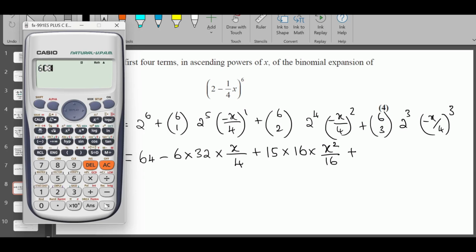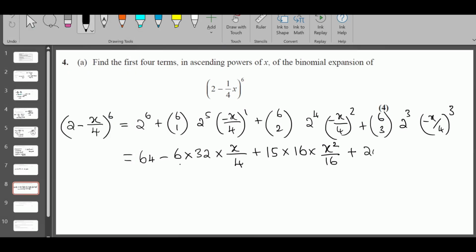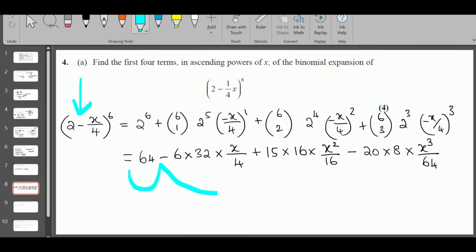6c3 is 20. 2 cube is 8. When you cube it, it becomes a negative, so I'm going to put it as a common negative: x cube over 4 cube. Always remember, if you have a negative sign in the binomial expansion, you're going to get alternating term signs, plus, minus, etc. Now simplify, you will get 64.